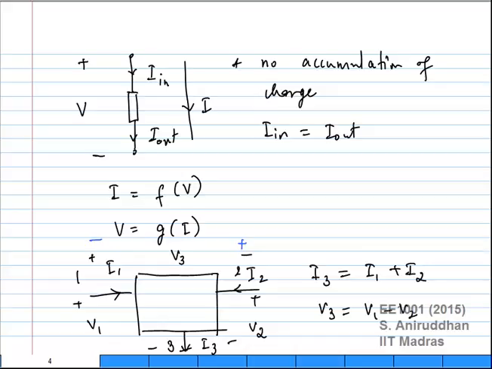Similarly, the sum of all currents entering a particular element also has to be 0, because you don't expect charge to accumulate in an element. So sum of all currents entering also has to be 0, which means there are only n-1 independent currents. Is that clear? Any questions on this?